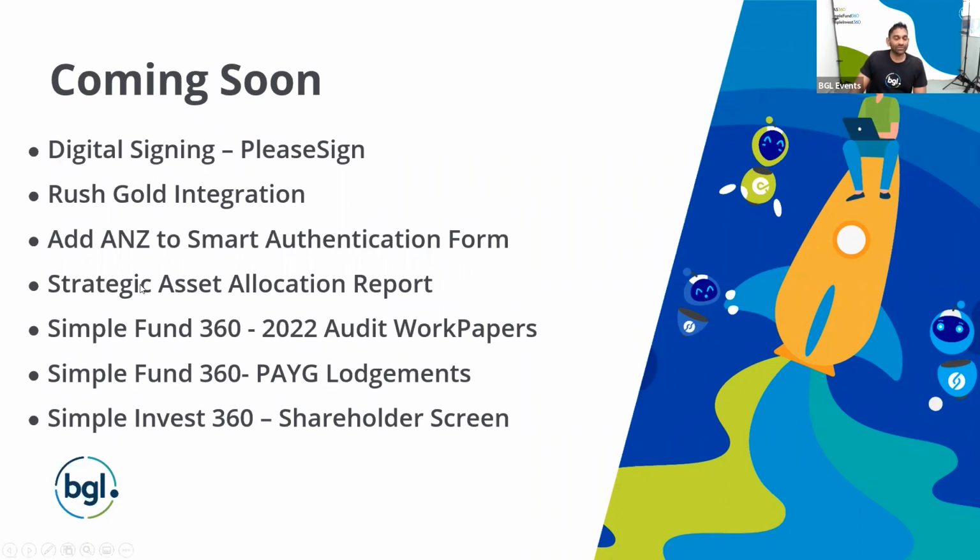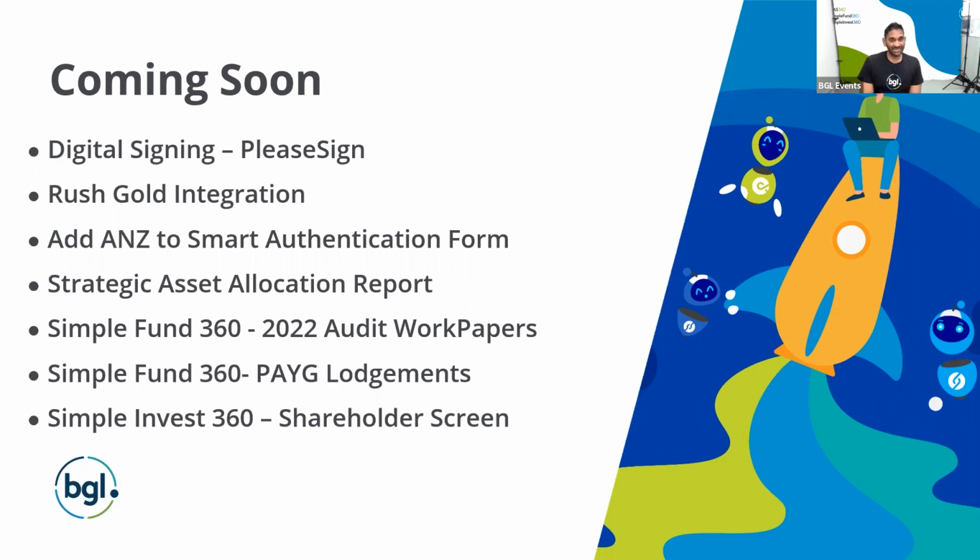And then we are going to add, coming from the majority of our Simple Invest users, a strategic asset allocation report, which will be added to both Simple Invest and Simple Fund. So the top four items will be for both products. In terms of just Simple Fund features, we need to add the 2022 audit work papers. We get our master template from Tag Financial Services, so we're waiting on them to provide us that master template, at which point we will have it enacted in the software for you.